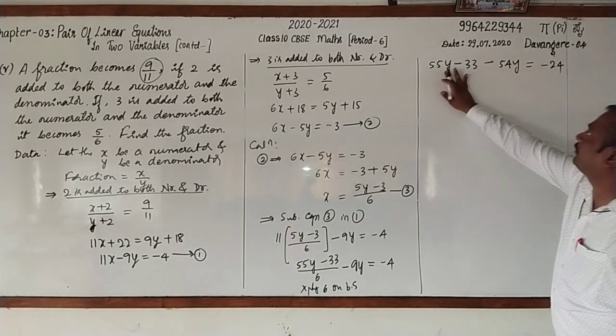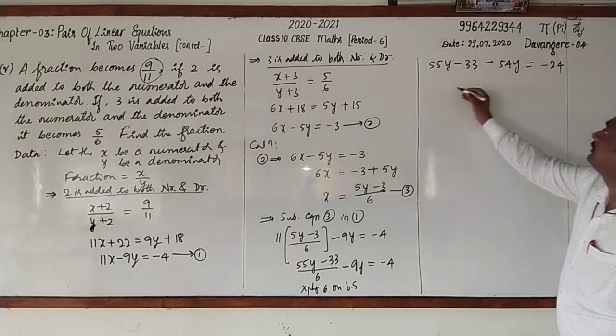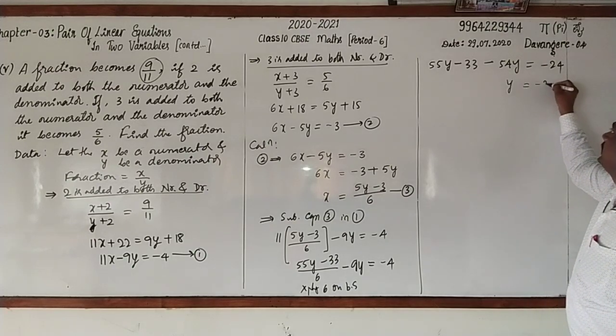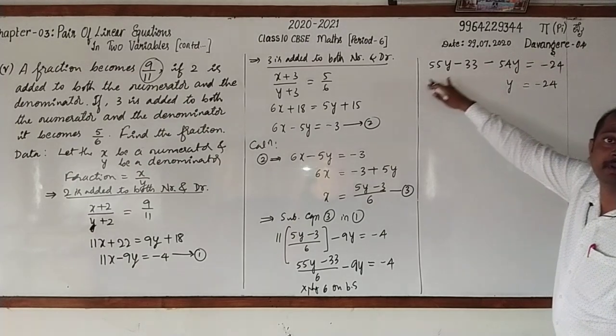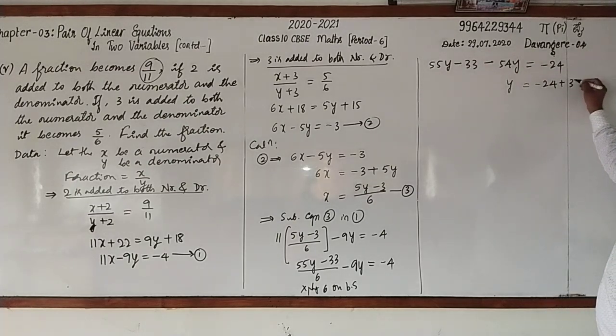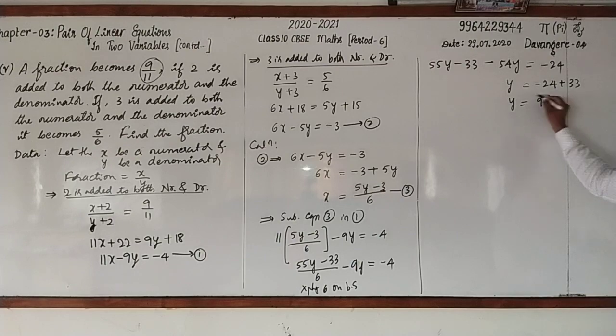Here 55y minus 54y will be just y. It is minus 24. Transfer minus 33 to the right hand side, becomes plus 33. y is equal to minus 24 plus 33. Minus 24 plus 33 is 9. y is equal to 9.